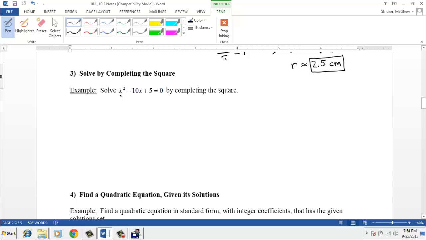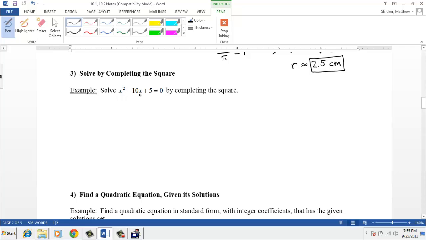I want to show it to you, and just keep in mind that on a test I will never ask you to use this method. Actually, on the test I will never ask you to use any method. I'm just going to say here's a quadratic equation and solve it, so you can use whichever method you like. Let me just show you how it works though.